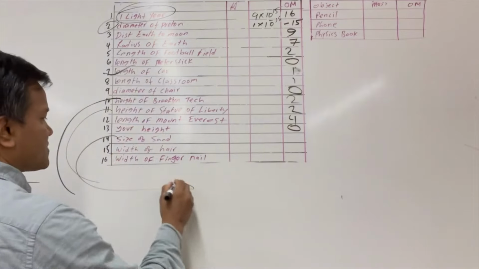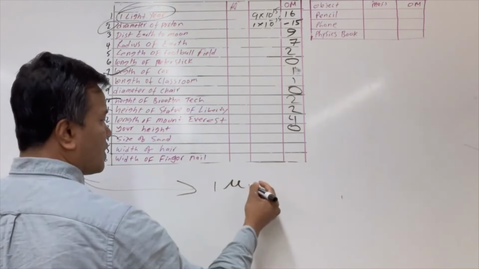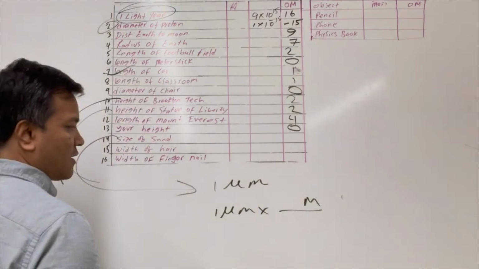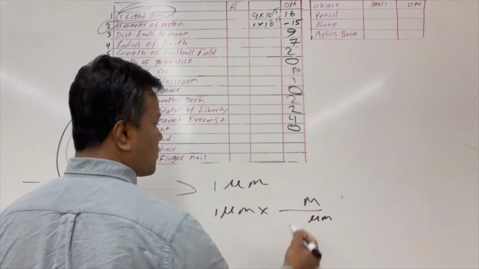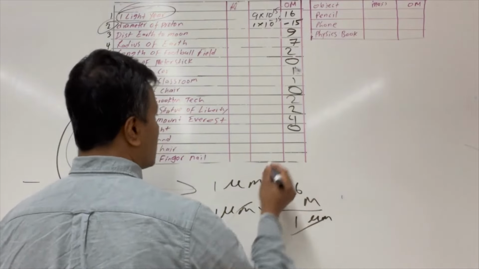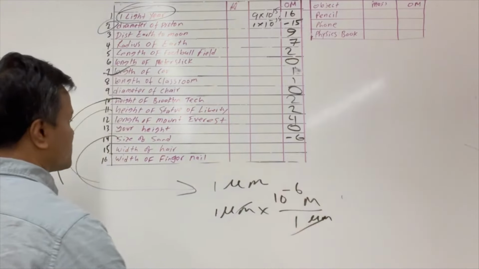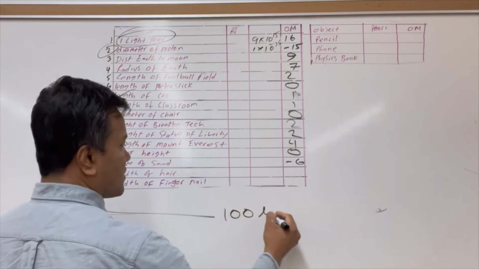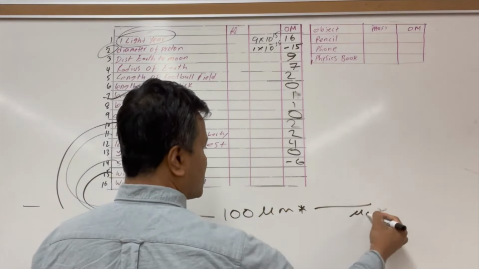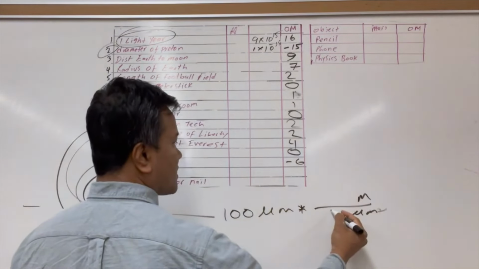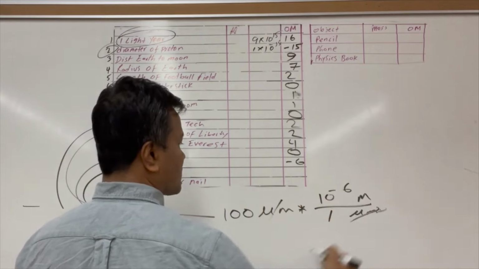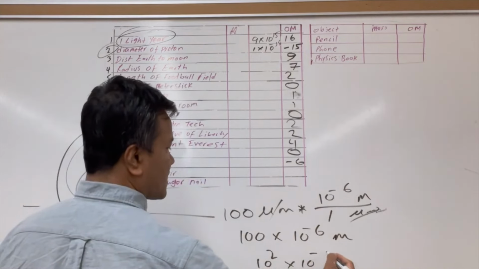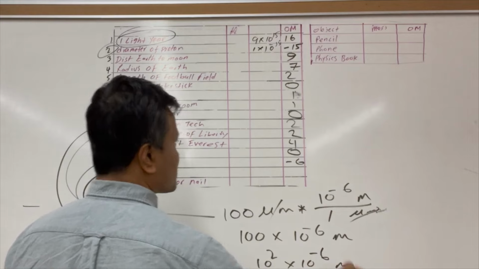Size of a grain of sand. The size of a sand grain is very small, about 1 micrometer. We have to convert the unit: 1 micrometer is 10 raised to negative 6 meters, micrometers cancel. So 10 raised to negative 6, so negative 6 order of magnitude for the sand. Width of a human hair could be 100 micrometers. 1 micrometer is 10 raised to negative 6 meters, micrometers cancel. So 100 times 10 raised to negative 6 meters, so 10 raised to negative 4 meters, negative 4.